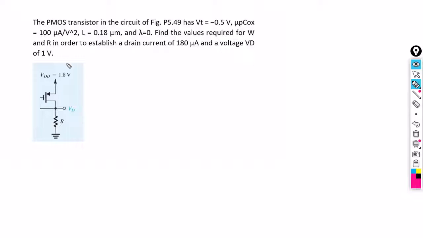In this question, we need to find out two things. First is the width of this transistor, and this transistor is a PMOS transistor, and second is the resistance R. So let's first find out the terminal voltages of the transistor.